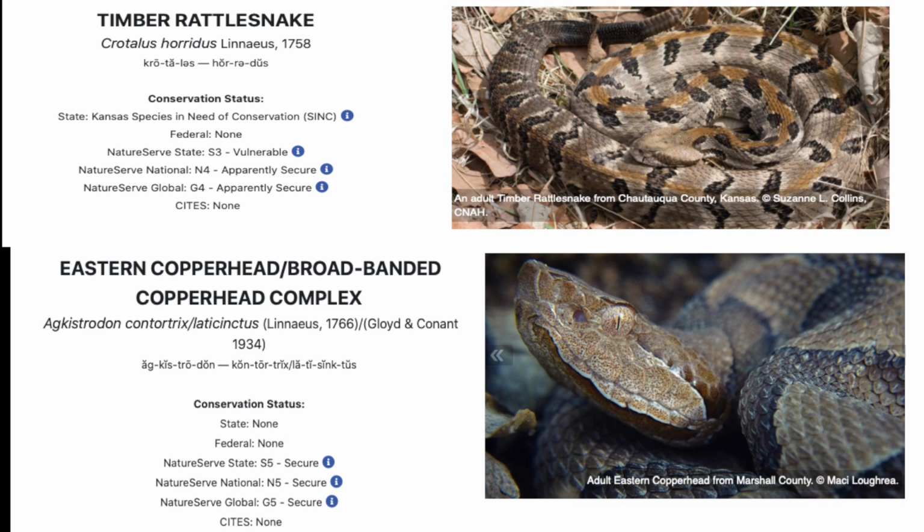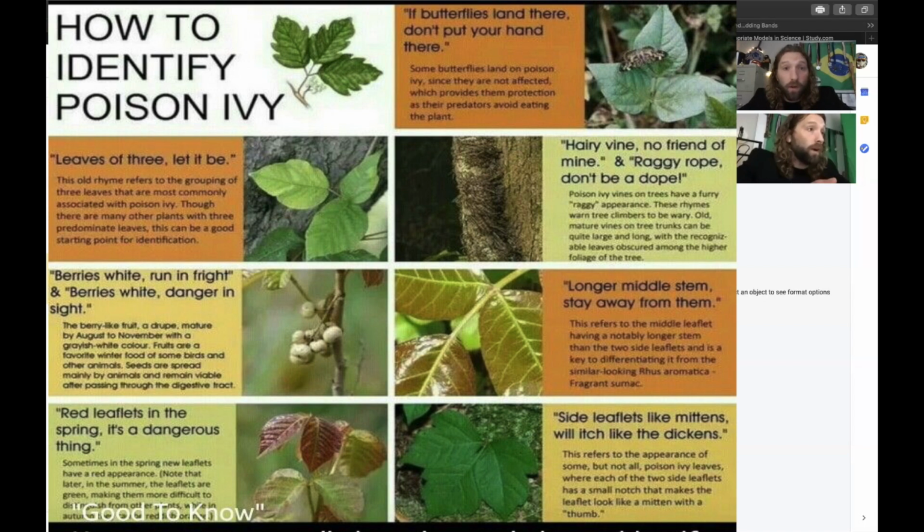Other things to be aware of is obviously what poison ivy looks like. We don't really have poison oak or poison sumac here in Kansas, but we do have poison ivy. So you want to make sure when you are out in your ecosystem and doing all the things that you're going to be doing, you know what that looks like and know how to avoid it.